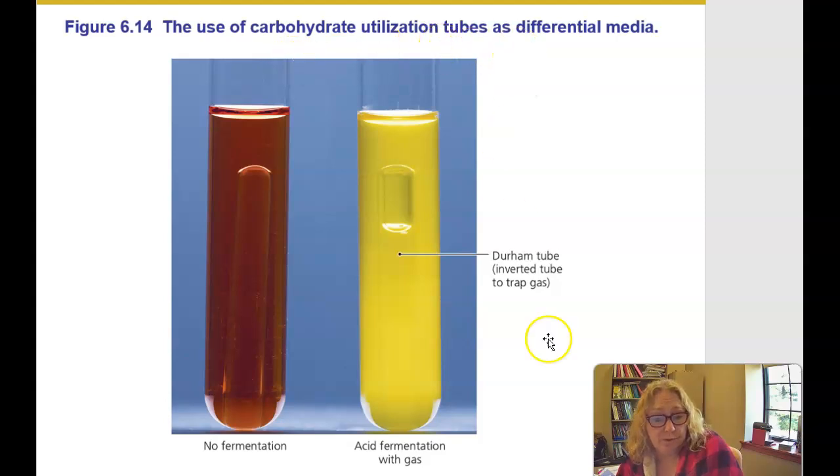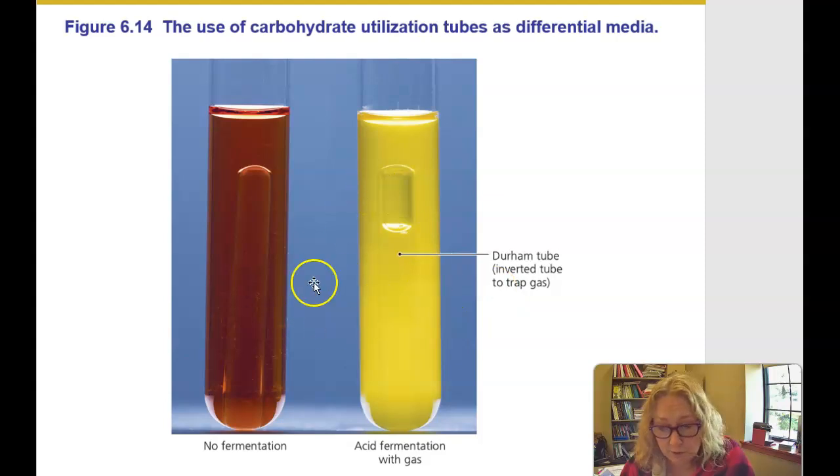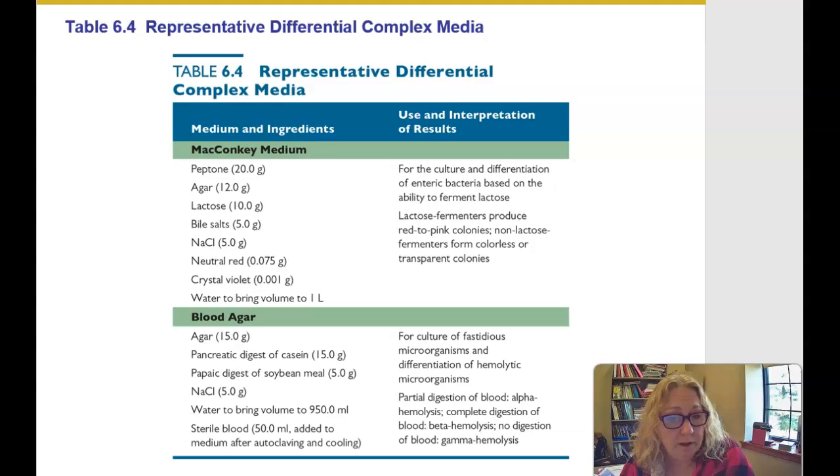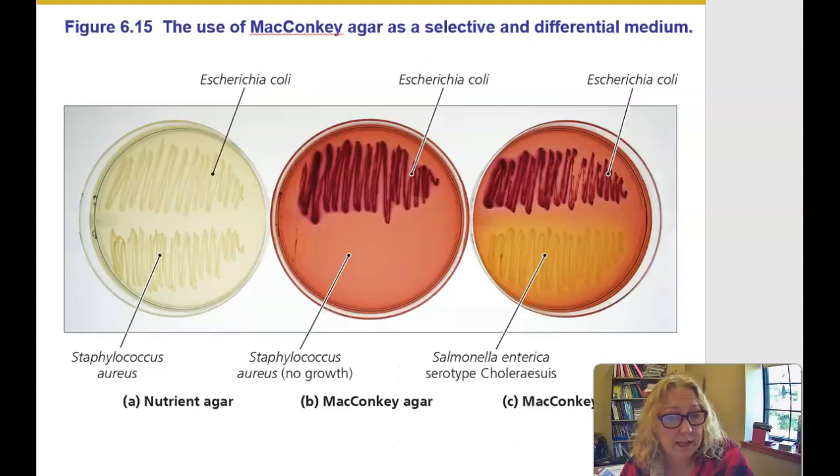Carbohydrate utilization tubes, Durham tubes, we will do these, no fermentation. You will do a couple of these a lot. Here's some MacConkey, you will use that. This is the differentiation of enteric bacteria based on ability to ferment lactose. So you will order a bunch of MacConkey agar. We will use it. It looks like this.